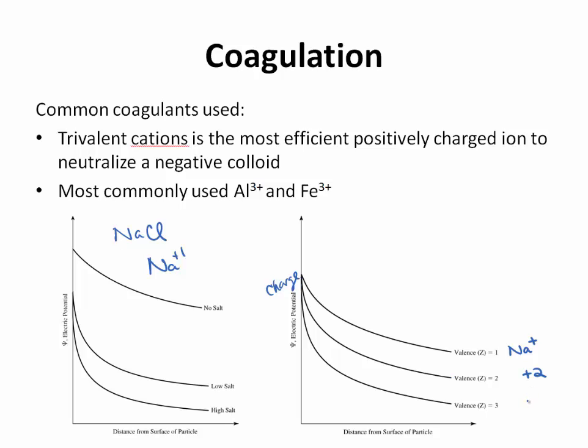Finally, if you add something with a valence +3, you can see the difference between the efficiency. If our goal is to reduce charge, the valence +3 reduces it much better than a valence of +1. And so for this reason, we typically add trivalent cations as our coagulant. And the most common trivalent cations added are aluminum +3 and iron +3.